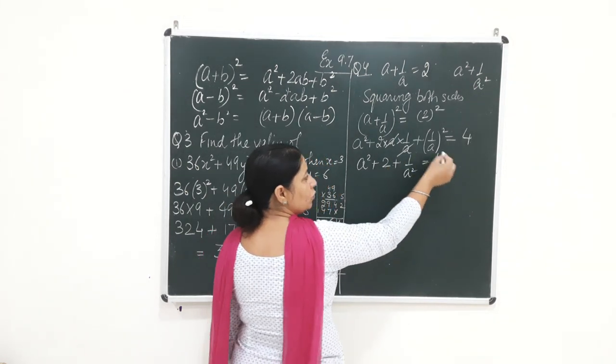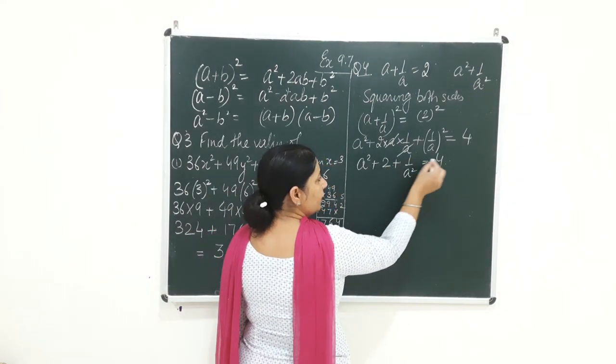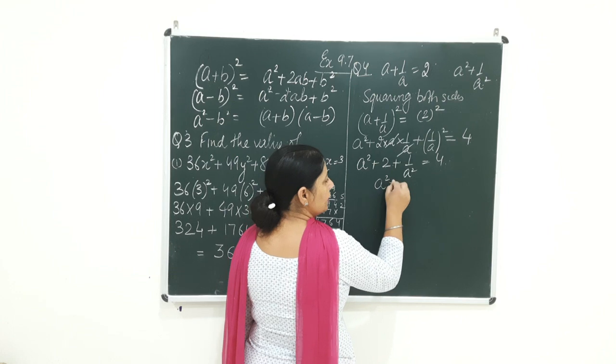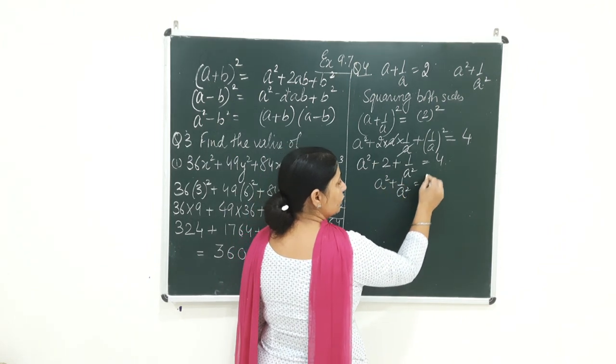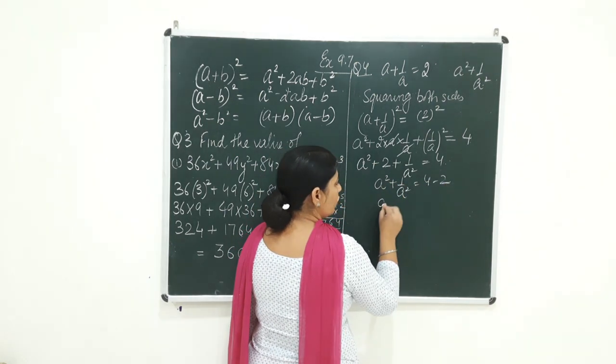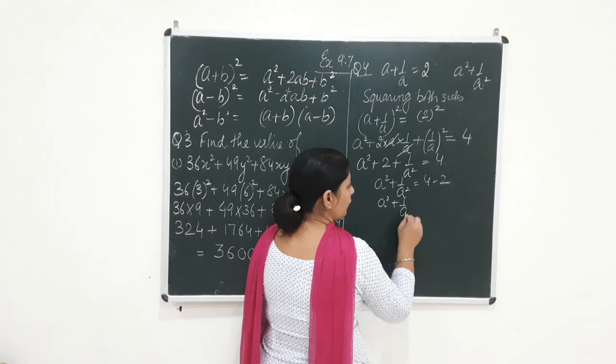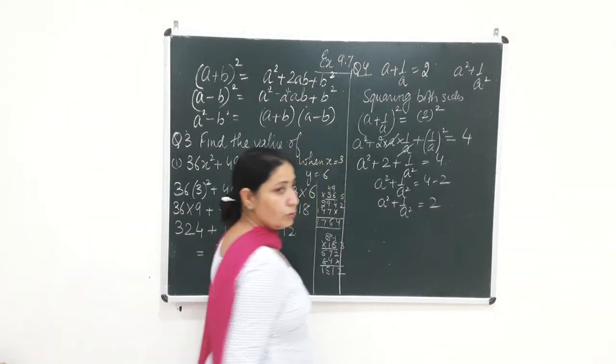Now shift this 2 to this side. This will go and that side gets subtracted. So it is a square plus 1 over a square is equal to 4 minus 2. So your answer for a square plus 1 over a square is equal to 2.